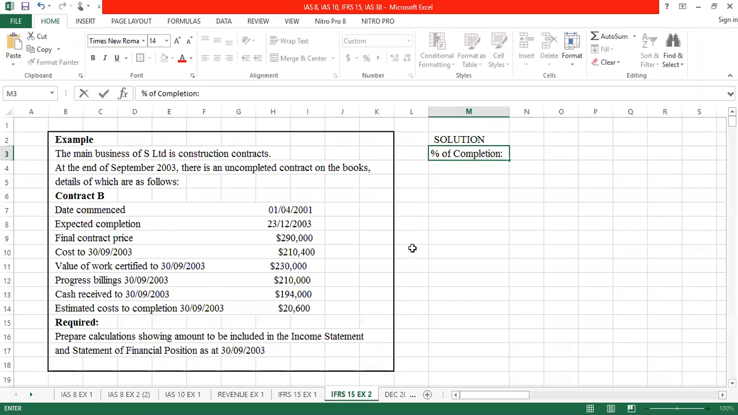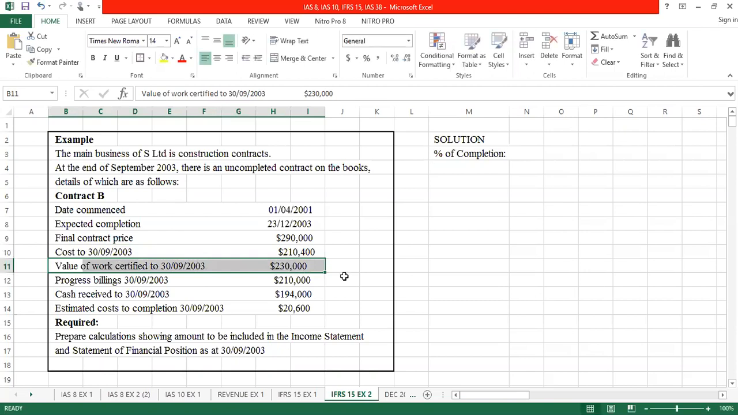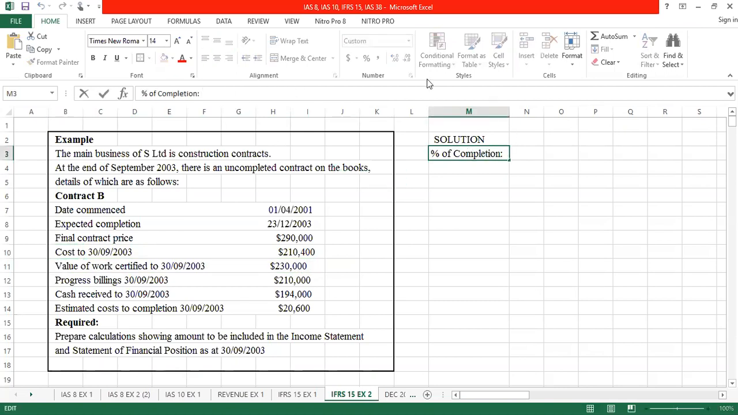Now, you can use any method here, but if you have been given value of work certified to date, it is best to use work certified to date. If the examiner has given you work certified to date and has not specified which method to use, remember to use work certified to date. So look at this, I'll use the work certified to date method.